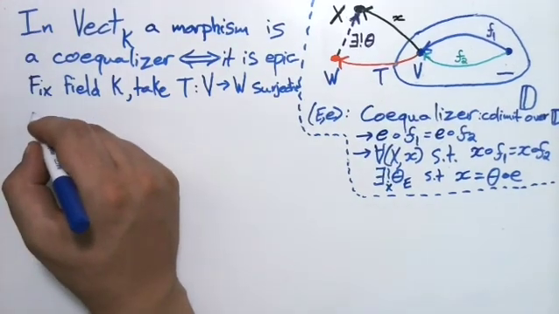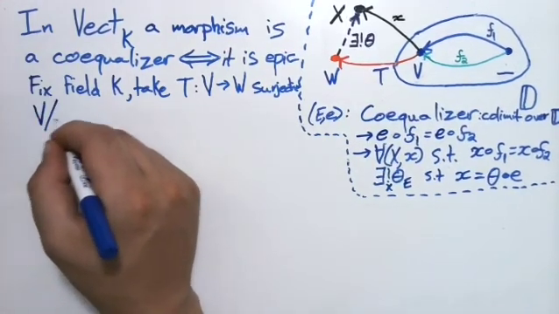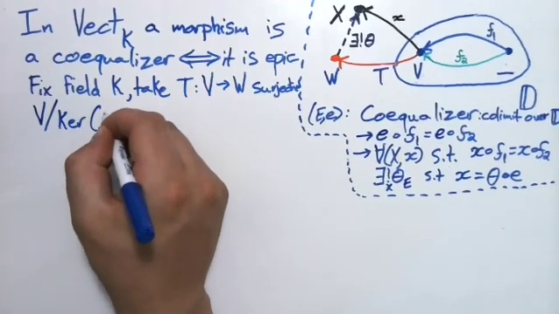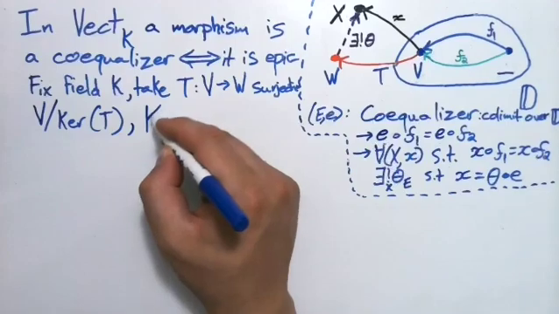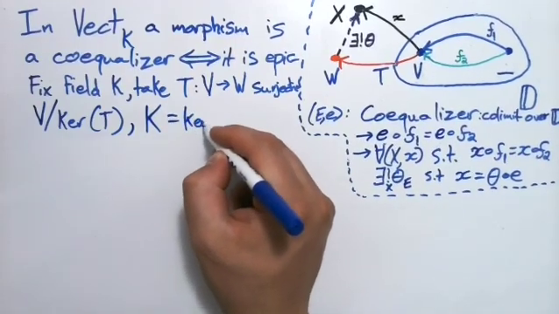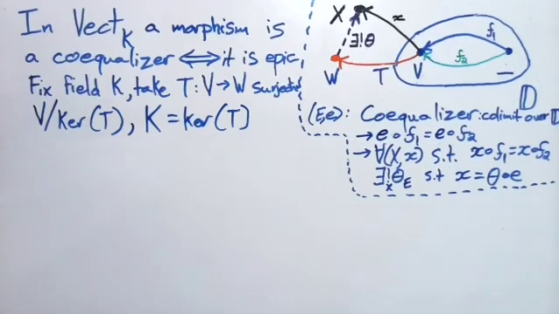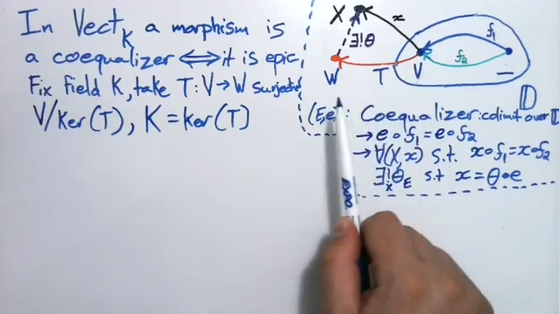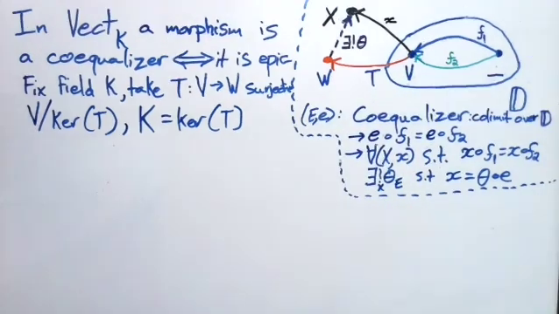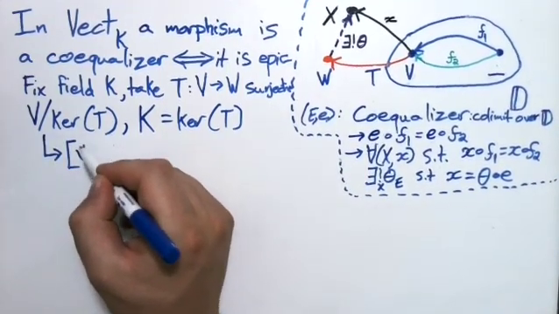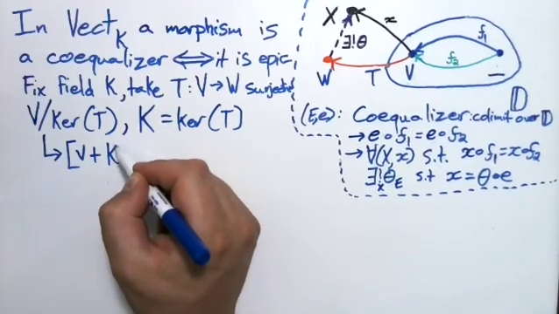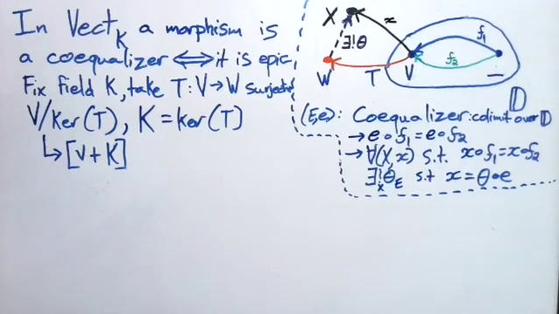Well, we can talk about V divvied up by the kernel of T. Right? This is a vector space over K, where maybe let's say capital K is the kernel of T, and remember the kernel is just all the vectors in V that get mapped to 0 in W, right? And the vectors of this vector space are the equivalence classes that represent the cosets of K, right? The cosets of the kernel.